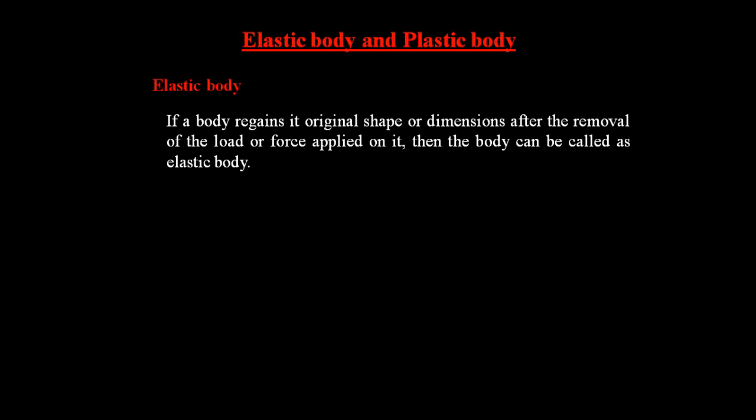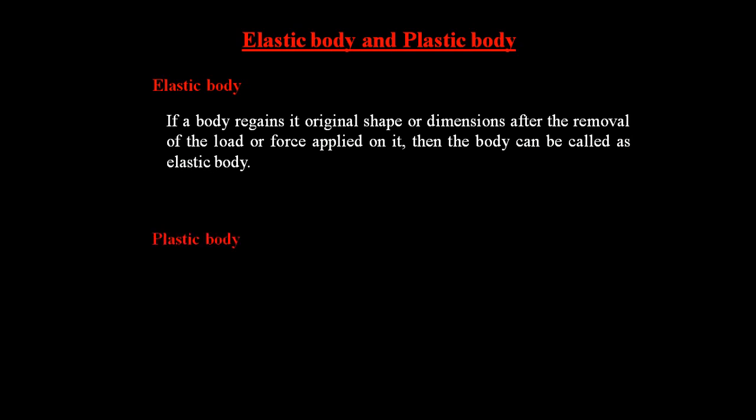And now we try to discuss elastic body. What do you mean by elastic body and what do you mean by plastic body? So now look at the definition we can give for the elastic body. Here the definition I have given: if a body regains its original shape or dimensions after the removal of the load or force that is applied on it, then the body can be called an elastic body. After the application of the load the body can undergo deformation. Even after the deformation, if we remove the load and the body regains its original shape, then the body can be called an elastic body.